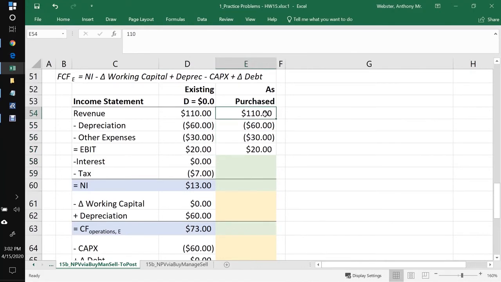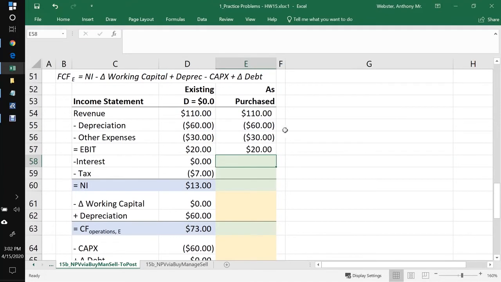It's a steady state firm, remember, so it's been getting revenue of 110 for a couple years. It's going to keep getting that forever, and that revenue is not going to change just because the firm has been recapitalized. Same thing with depreciation, it's not going to change. Same thing with our other operating expenses. So our EBIT is going to be the same whether or not the firm is levered.